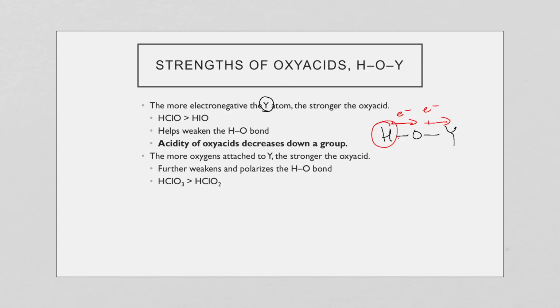And as a result, as you go down a group, remember, the electronegativity gets less. And so the acids become weaker and weaker as you move down a group in terms of these oxyacids. You can look at that in the halogens, and we'll look at that on the next slide. We'll see that as you go down, the oxyacids become weaker.